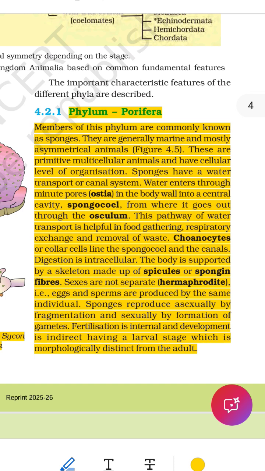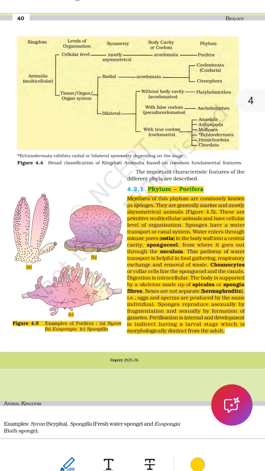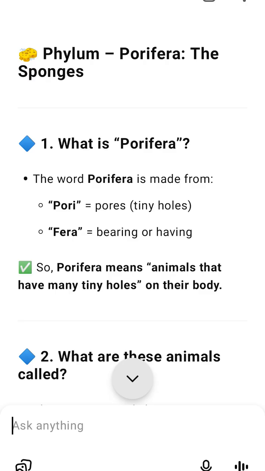4. Water canal system. This is the most unique feature of sponges. Sponges have a water transport system inside their body. Water enters through tiny pores on the body wall called ostia. It moves inside into a central space called the spongocoel. Water then leaves through a big hole on top called the osculum.